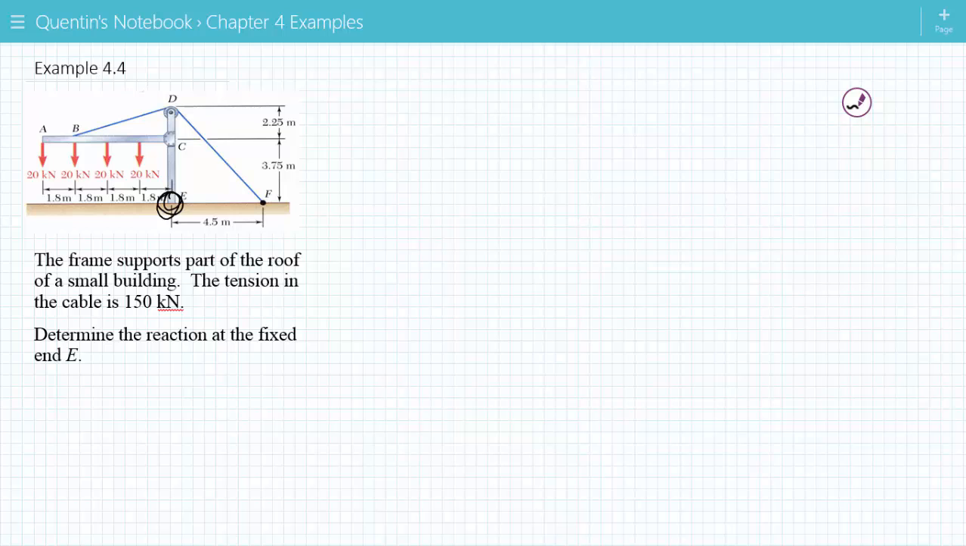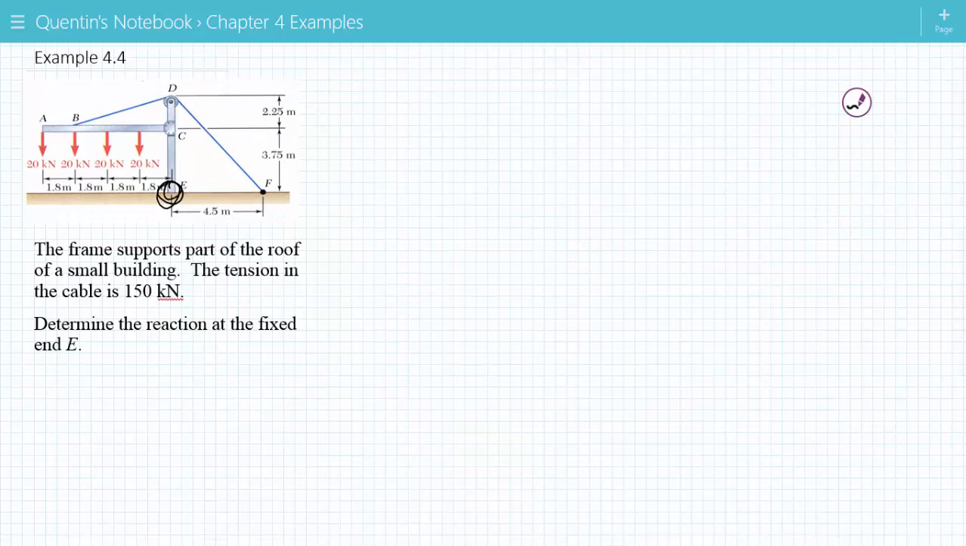Okay, so we need to draw a free body diagram, right? So what does our free body diagram look like? Well, we have this object, and it's an object like this. Okay, and then you have something coming off here. Now I'm going to cut this free body diagram.